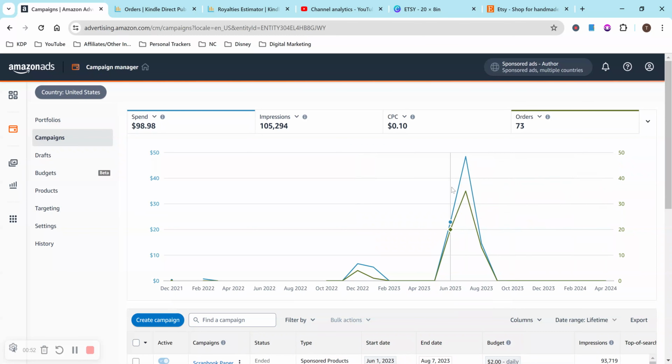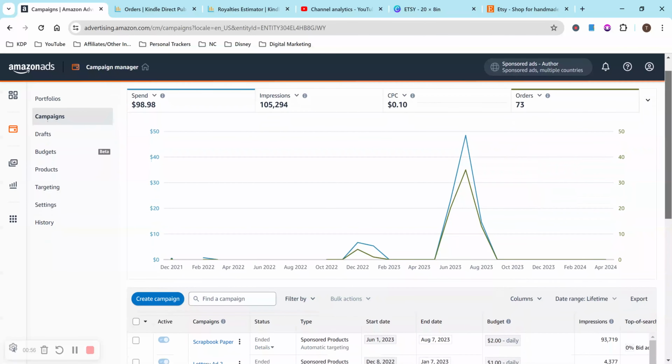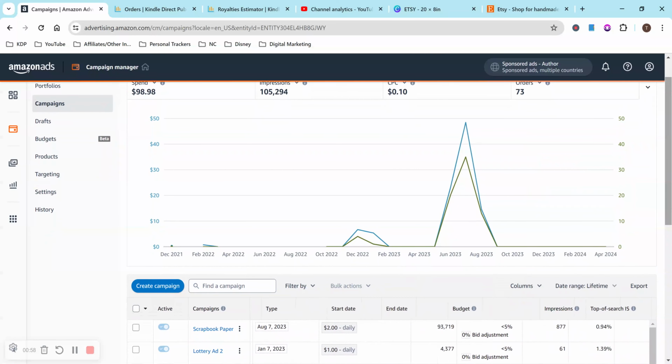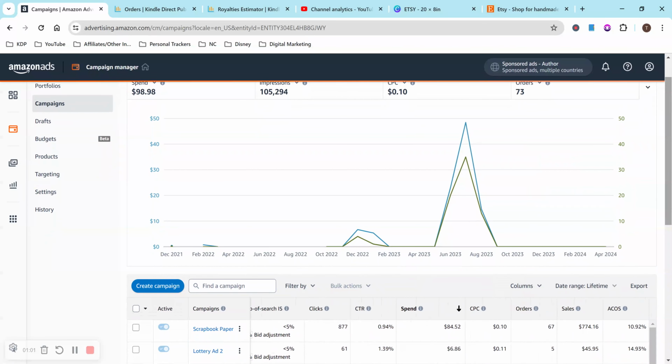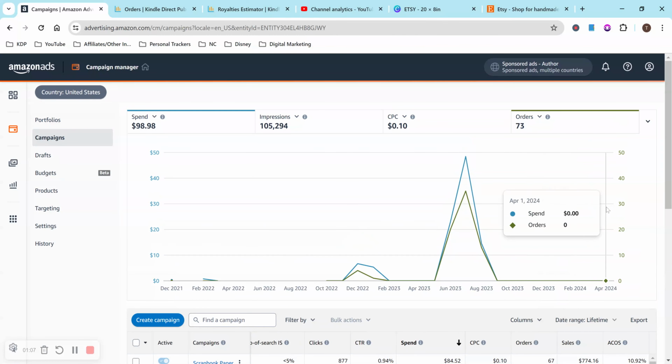I have run ads before. Some have been successful, some have not. Most recently, I feel like they were pretty successful. I have a decent ACoS, in my opinion, 10.92% average and 14.93% average. Again, it's just having the time and money to run ads. So that's why I'm not currently running them.